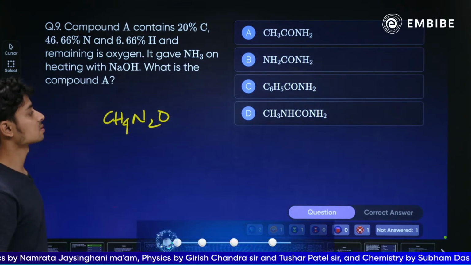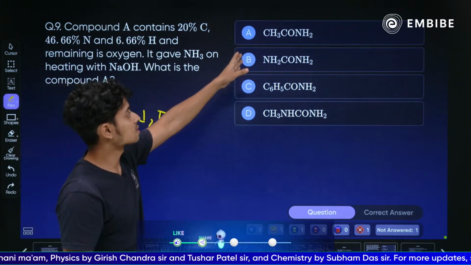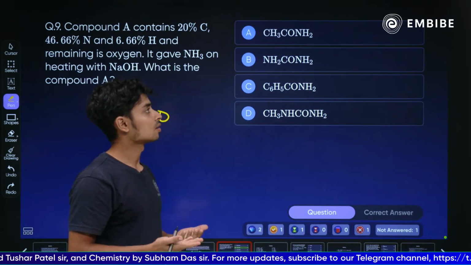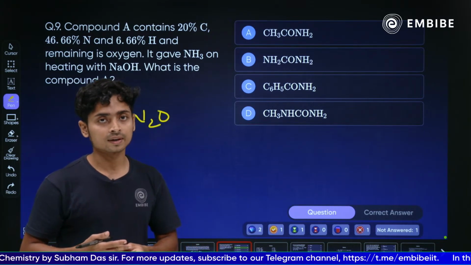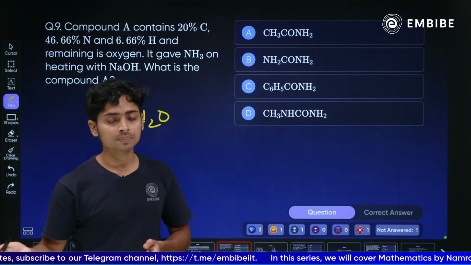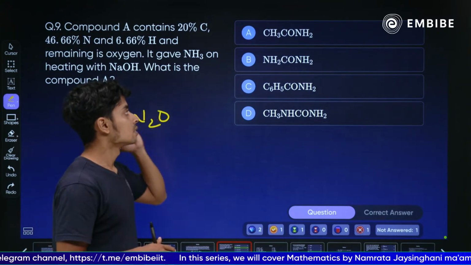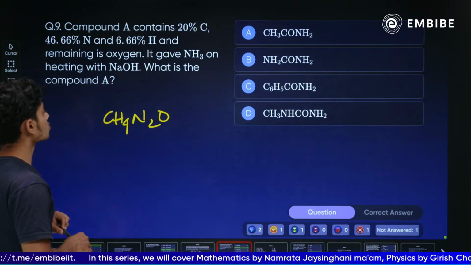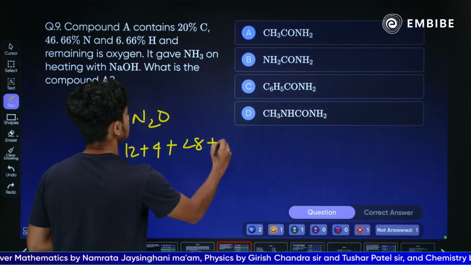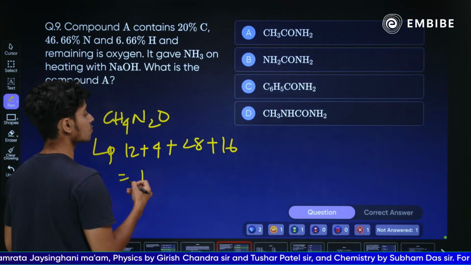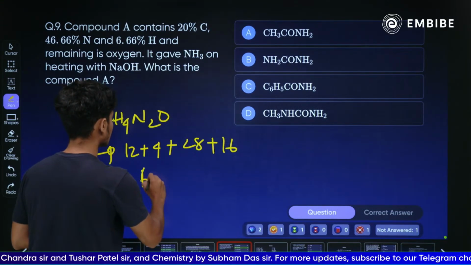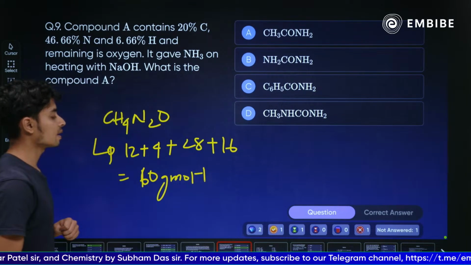The formulas given here should also come as a number of atoms of individual elements, as a simple whole number. If you multiply the n value, which is the molecular formula mass divided by the empirical formula mass, to the empirical formula, you should get your molecular formula. So CH4N2O mass is how much? 12 plus 4 plus 28 plus 16. 12 plus 4 is 16, 16 plus 28 is 44, 44 plus 16 is 60 gram per mole. This is my empirical formula mass.